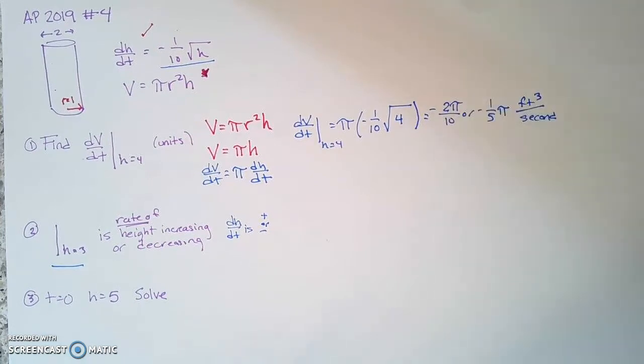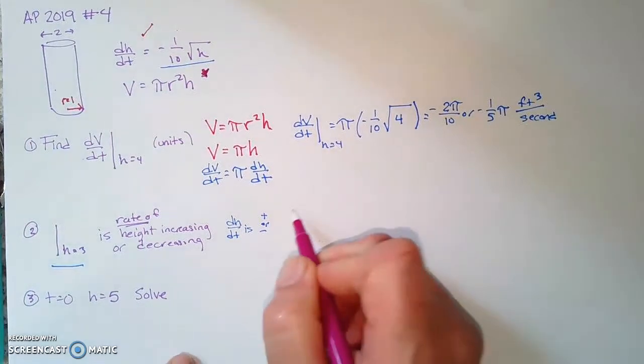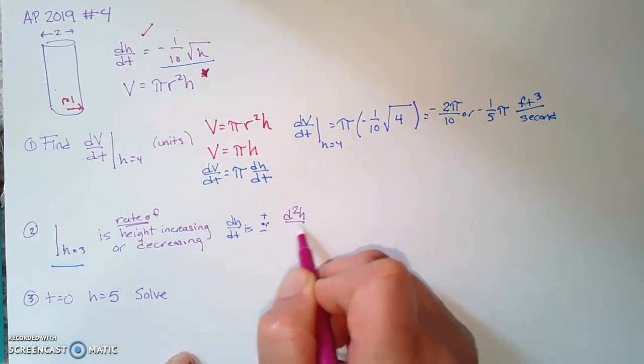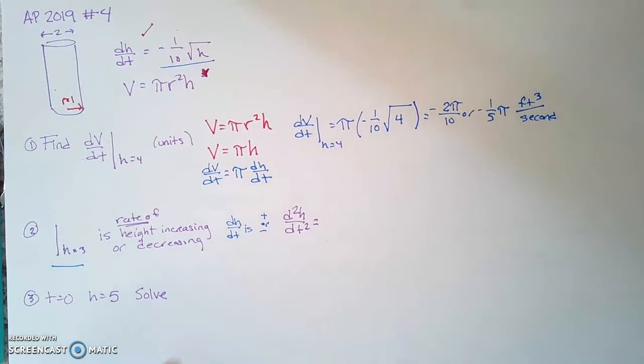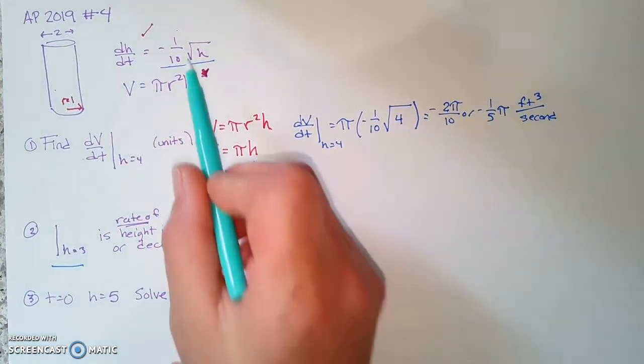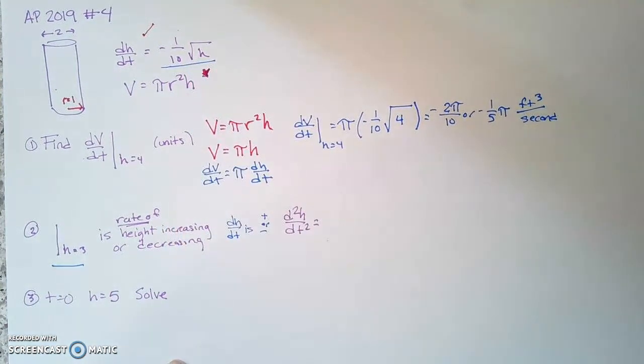So I have to look at d squared h over dt squared, which is the derivative of dH/dt, and see what that's going to be. To do that, I'm going to take the derivative of the top equation right here.